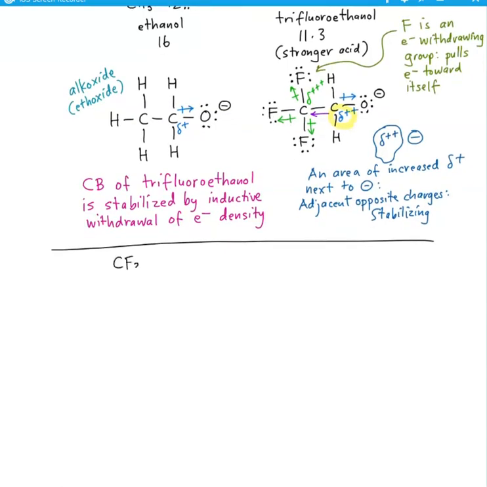Okay, so let's say that we have CF3CH2OH, so trifluoroethanol, and now we'll compare that to CCl3CH2OH, which is trichloroethanol. So which of these will be the stronger acid? You'd be right if you said that it was the one with the fluorines.